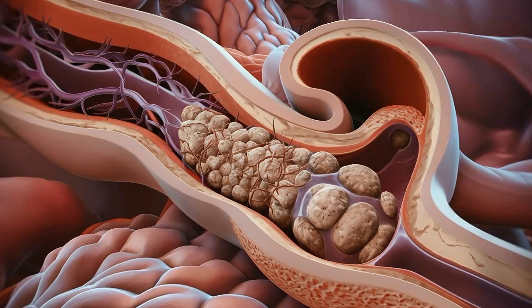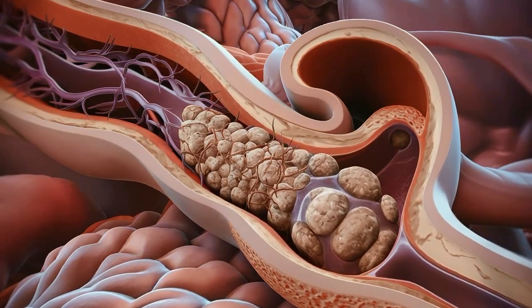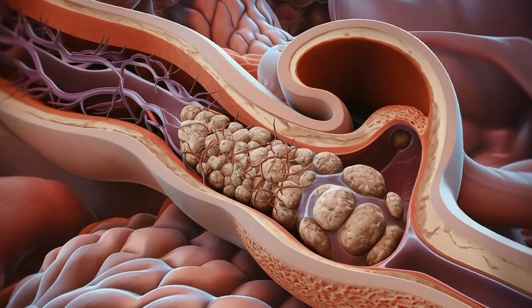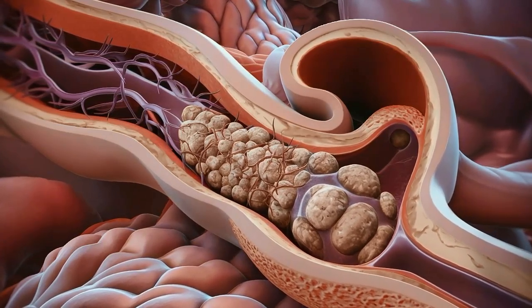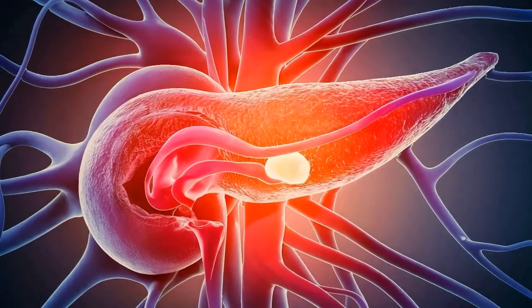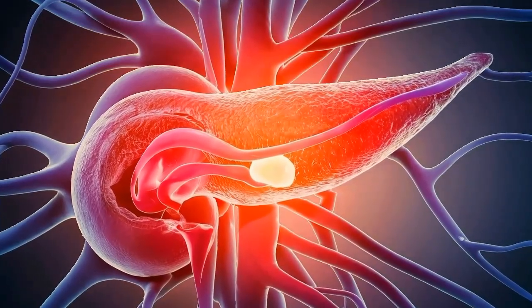Cholelithiasis, common bile duct stones. Gallstones can move from the gallbladder into the common bile duct, leading to obstruction. This blockage can cause jaundice, severe pain, dark urine, pale stools, and an infection such as cholangitis.